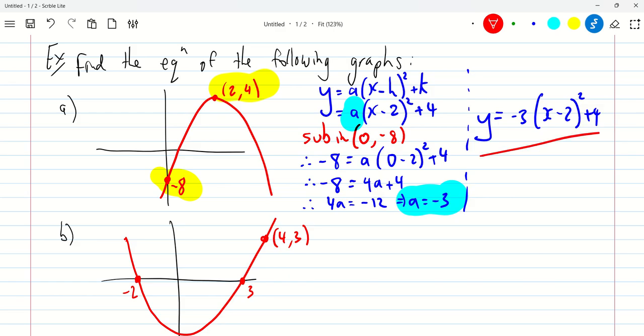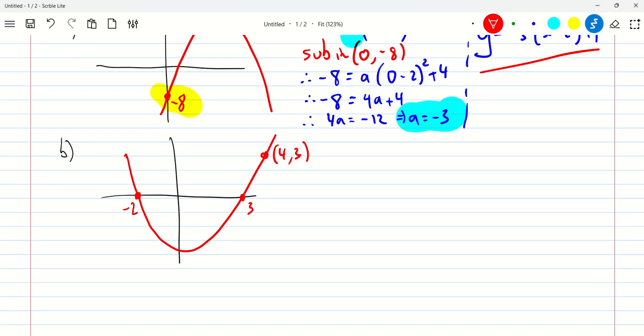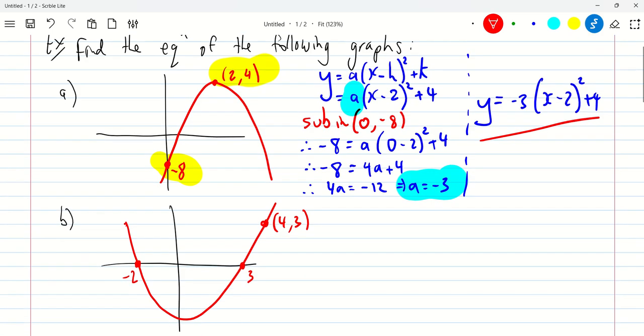Now, the question didn't ask me to put it in general form or any other form, so it's totally fine just to leave it in whatever form you would like. That is the quadratic. If it asks you to put it into general form, then just expand it out and simplify it into expanded form. But I'd rarely be asked to do that because it's quite pointless and boring. Anyway, that's how to do that first one.